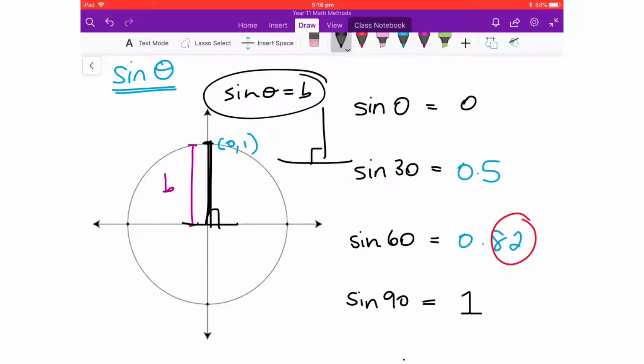I'm going to show you cosine as well, so it's just slightly different but the same idea. So if you're interested in seeing that, just check out the next video.